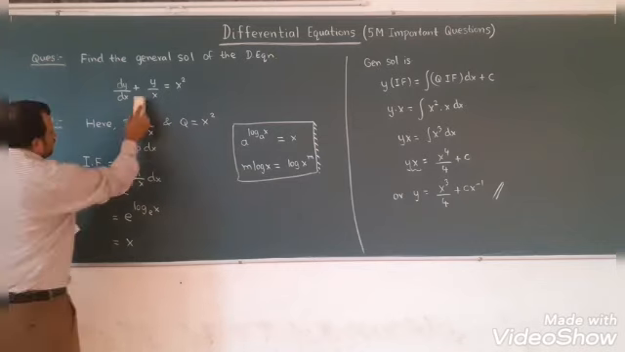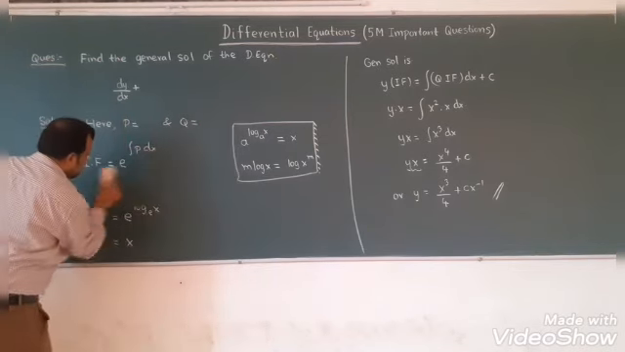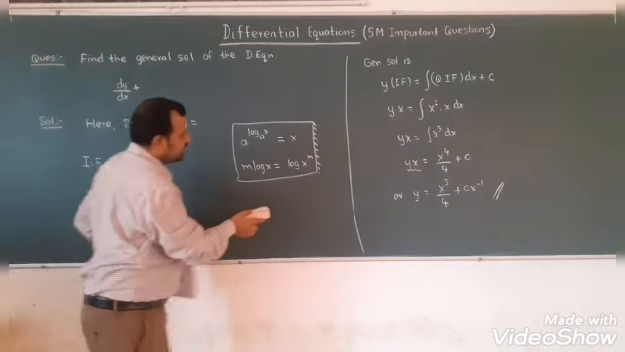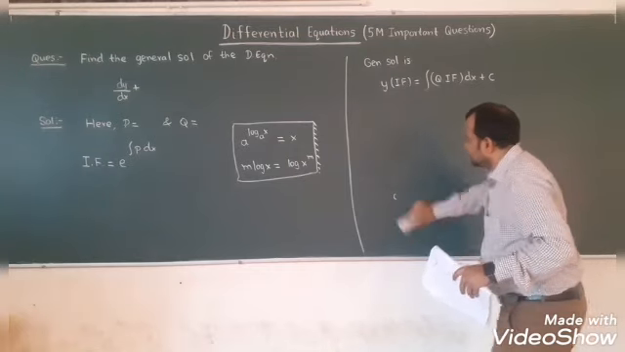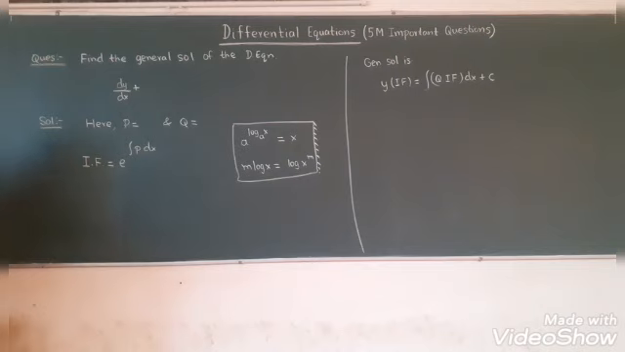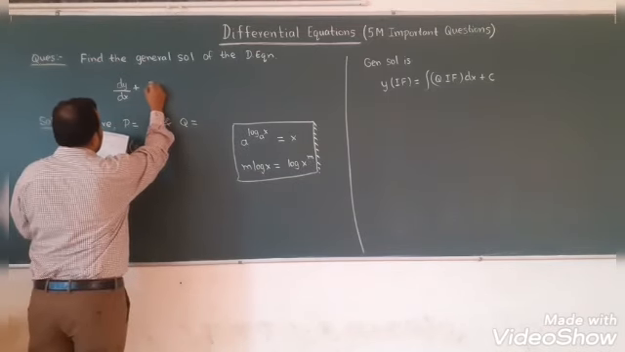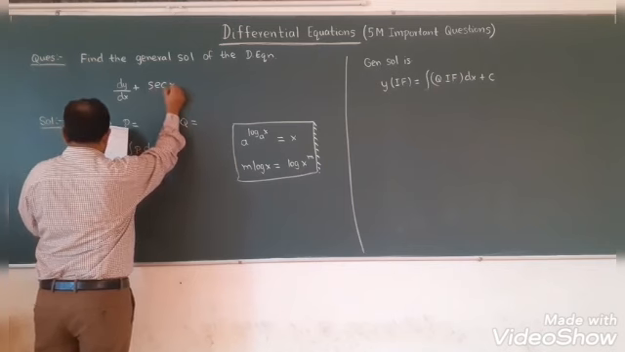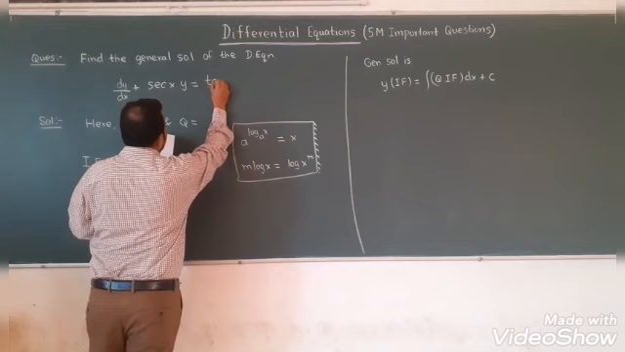So everything is same here, only the questions are different. Now see here, the next question is, find the general solution of the differential equation dy by dx plus secant x y is equal to tan x.